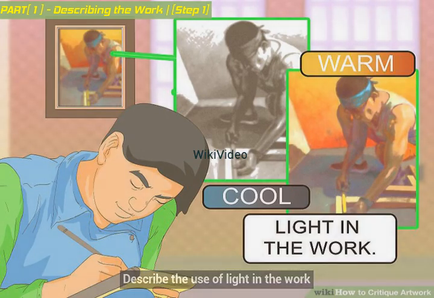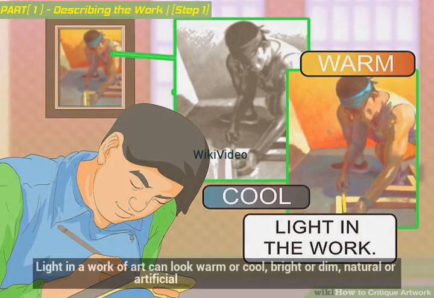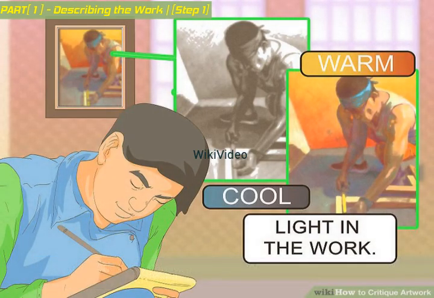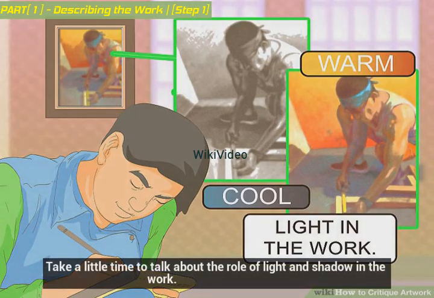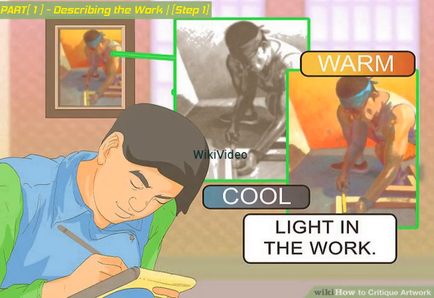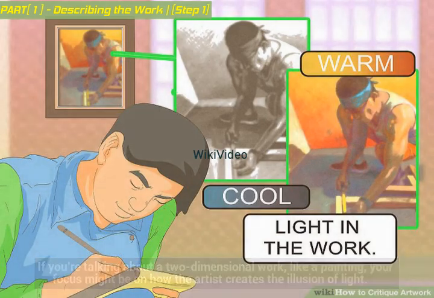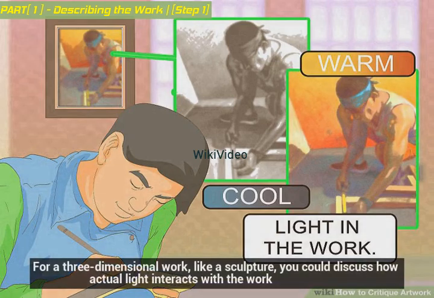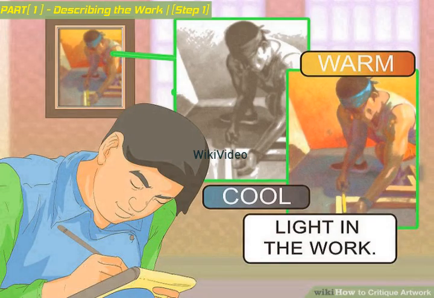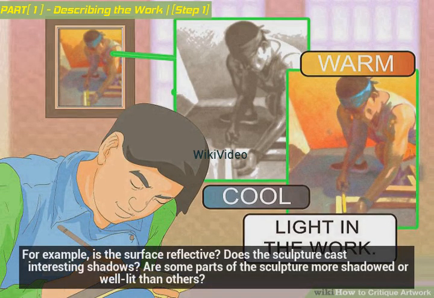Describe the use of light in the work. Light in a work of art can look warm or cool, bright or dim, natural or artificial. Take a little time to talk about the role of light and shadow in the work. If you're talking about a 2-dimensional work, like a painting, your focus might be on how the artist creates the illusion of light. For a 3-dimensional work, like a sculpture, you could discuss how actual light interacts with the work. For example, is the surface reflective? Does the sculpture cast interesting shadows? Are some parts of the sculpture more shadowed or well lit than others?